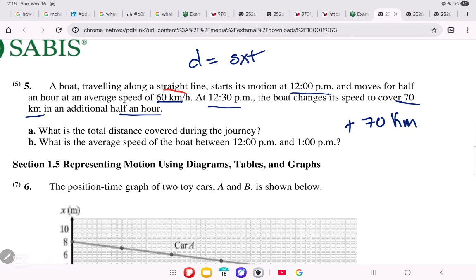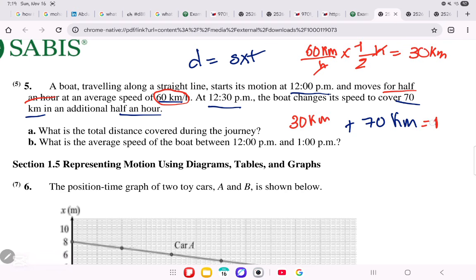So my speed now is 60 kilometers per hour. And then it says it moves for what? It moves for half an hour. How much is half an hour? Basically half an hour, 1 over 2. So 60 times 1 over 2 will give me what? Will give me 30 kilometers. That means how much was the distance that he traveled? He traveled 30 kilometers. Perfect. So 30 kilometers plus 70 kilometers will give me the total distance, which is how much? Which is 100 kilometers.